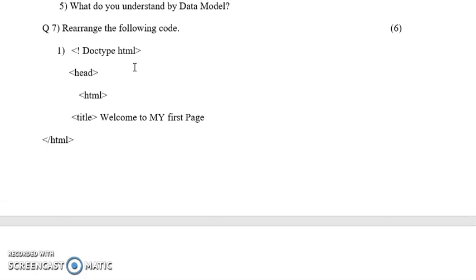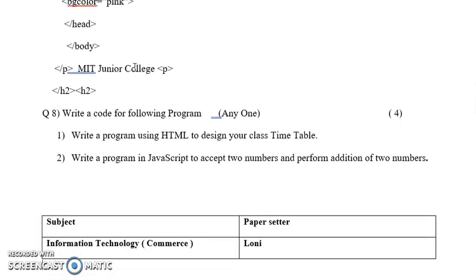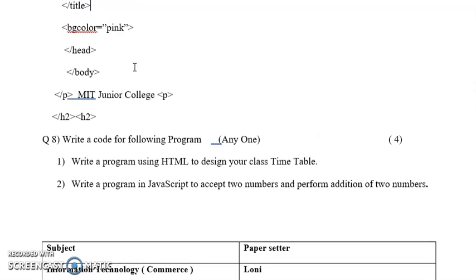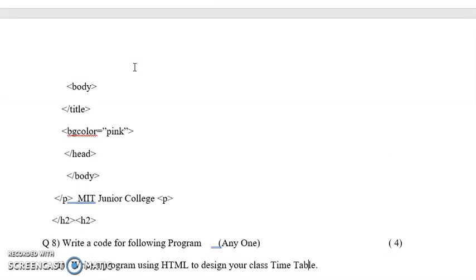Next is rearrange the code. A code is already given to you in a confused manner. You have to rearrange it properly. Like first we start with HTML, then we start with head. This is how you can rearrange it till the end.